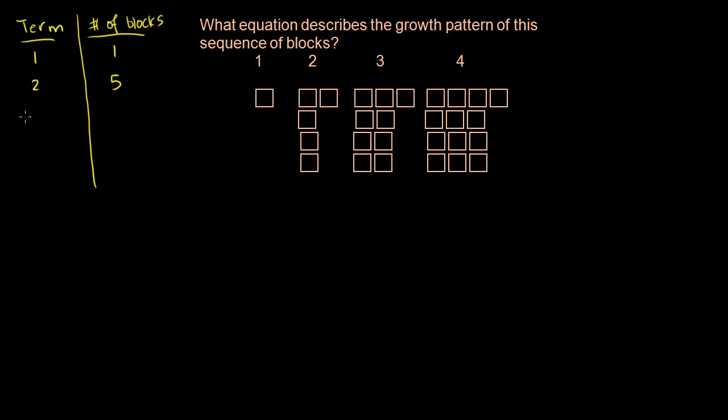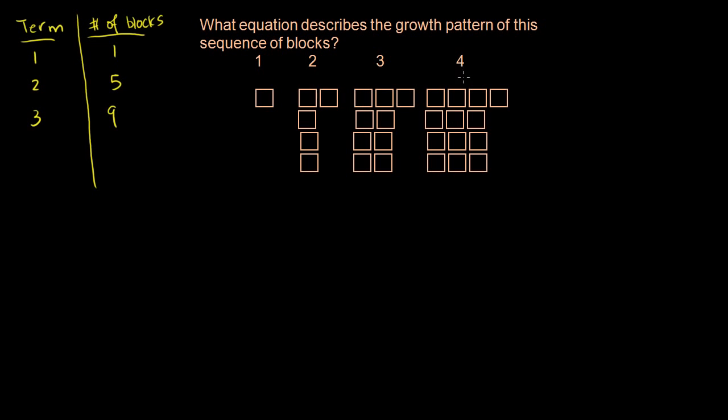Then in our third term, what happened? Well, it looks just like the second term, but we added another column of 4 blocks here. We added this column right there, if you imagine they're being added to the left-hand side of the pattern. So we added 4 more blocks. We have 9 blocks now. So it looks like each time we're adding 4 blocks.